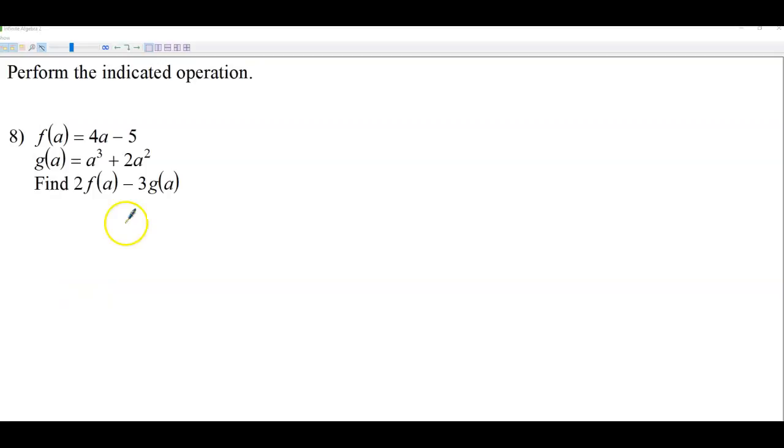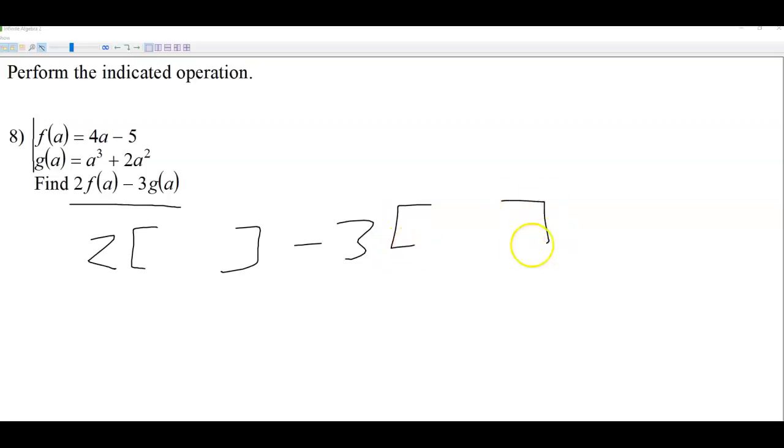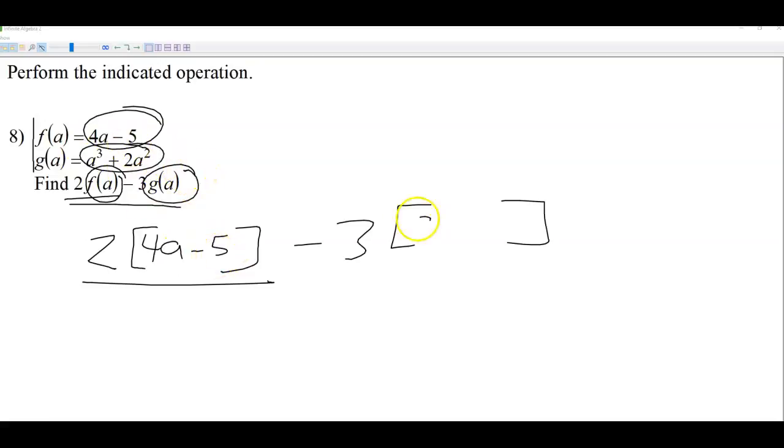That's evaluating functions. So for the next few problems here, we're going to be doing function combinations. They give us two functions, f and g, and they ask us to find this value. So we want to do 2 times f of a. I'm just going to put a blank there for f of a, minus 3 times g of a. So 2 times f of a, here's my 2 times f of a. We're replacing the f of a with 4a minus 5. And we're replacing the g of a with a cubed plus 2a squared.